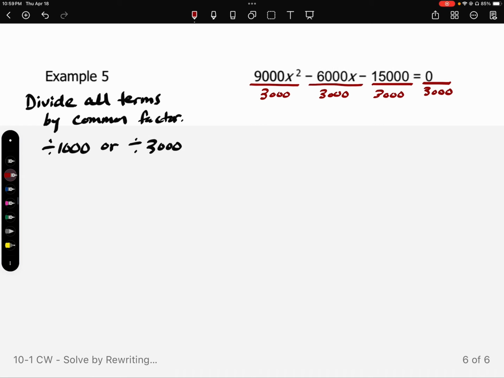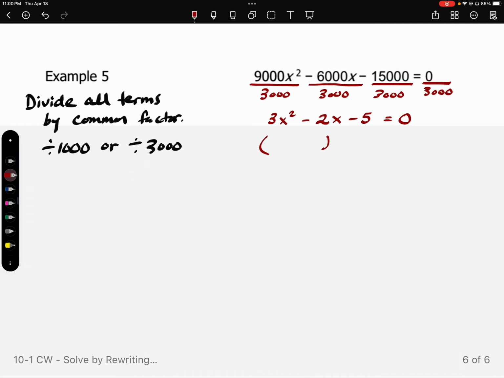So 9,000 divided by 3,000 is going to give us 3x², minus 6,000 divided by 3,000 is 2 times our x. And then 15,000 divided by 3,000 is going to be 5. And that equals 0. This one looks much easier to work with. It's quadratic, so again, you can use the quadratic formula or you can factor it. So I'm going to go ahead and factor that one.